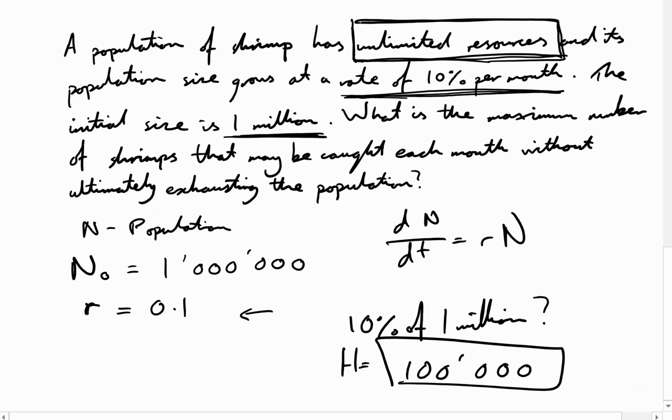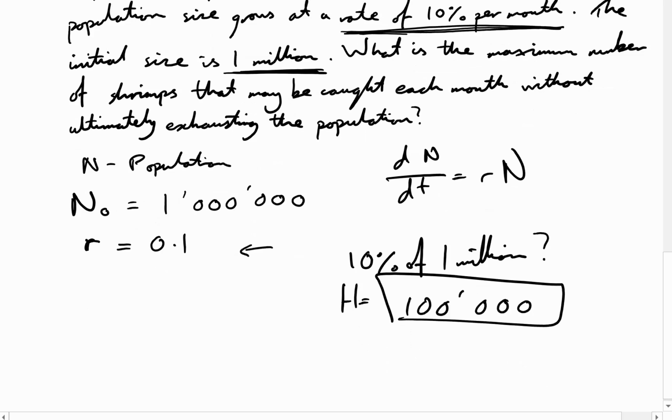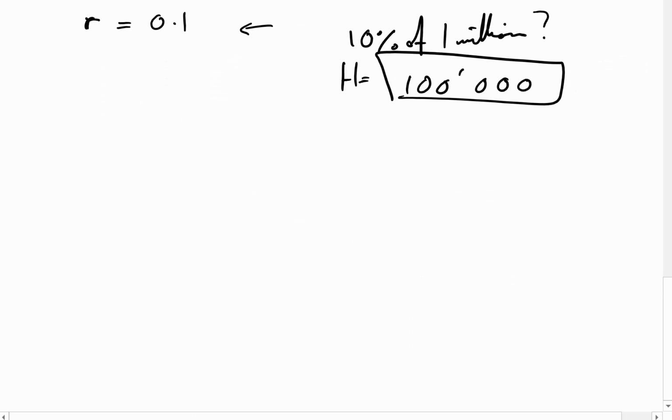But let's have a look at the actual solution, how to solve this problem. The question states that there are unlimited resources, so the exponential model is appropriate, because there's no K. So what is the exponential model? Well, it's dN by dt equals rN. But remember, now we've got harvesting terms to take into account. So we just take away h.